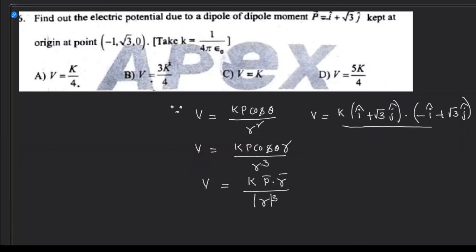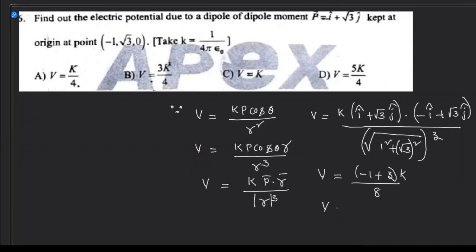the modulus or magnitude of this one, which can be written as under root of 1 square plus under root of 3 whole square, whole power cube. Therefore this potential is equal to i cap dot i cap minus 1, this will be like 3 plus 3. So minus 1 plus 3, this is 1 square plus 2 square, and this will be like 8. Therefore V is equal to K by 4. That is the answer for this question.